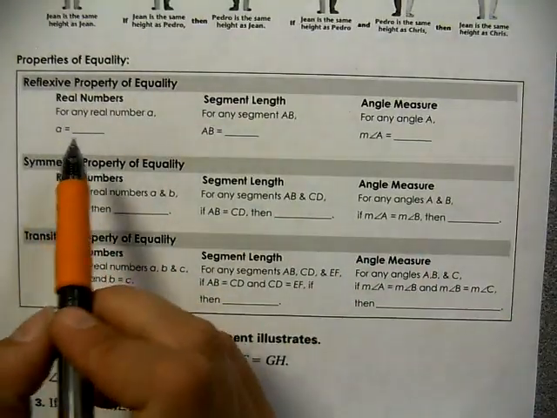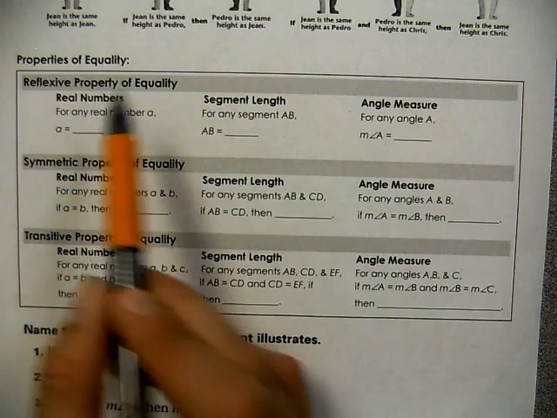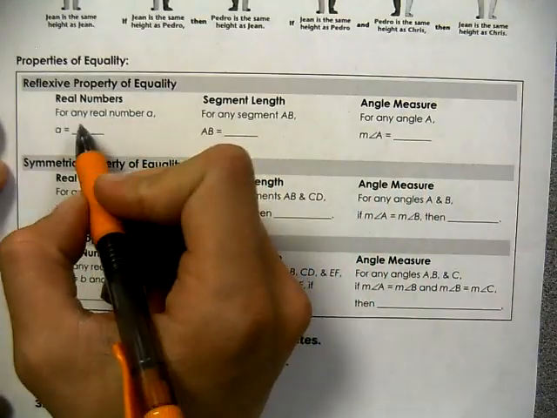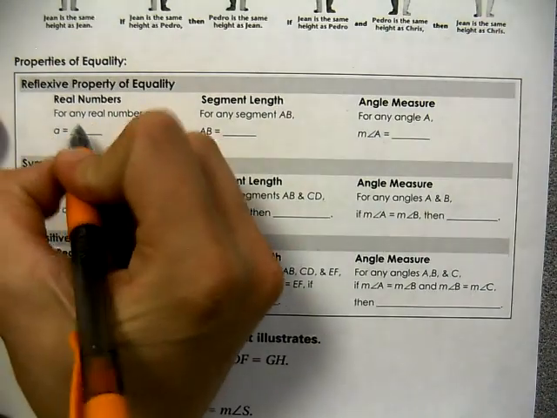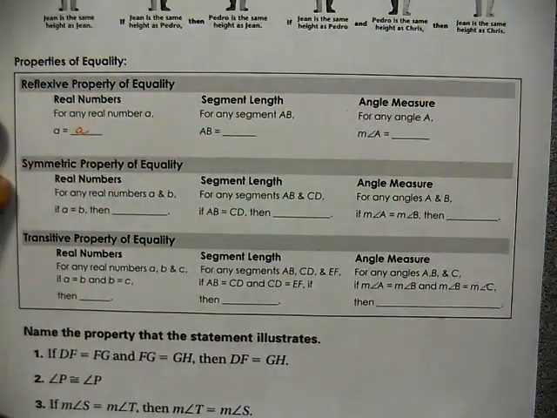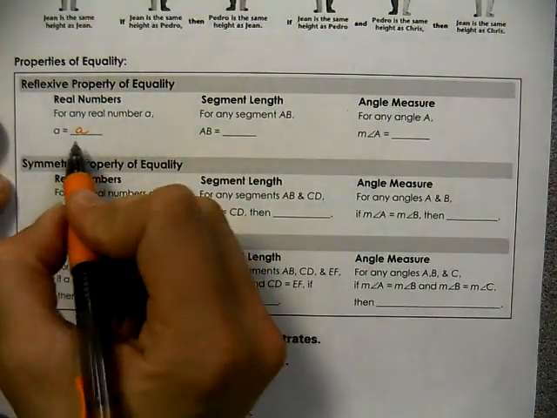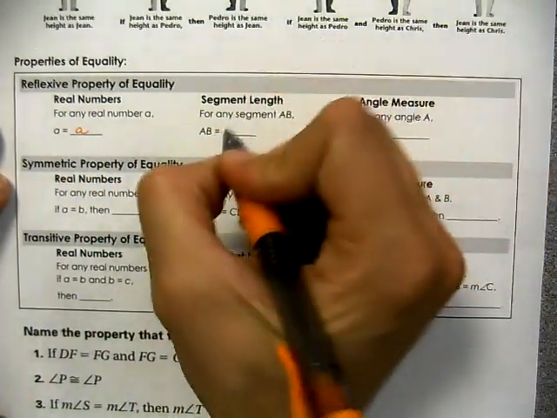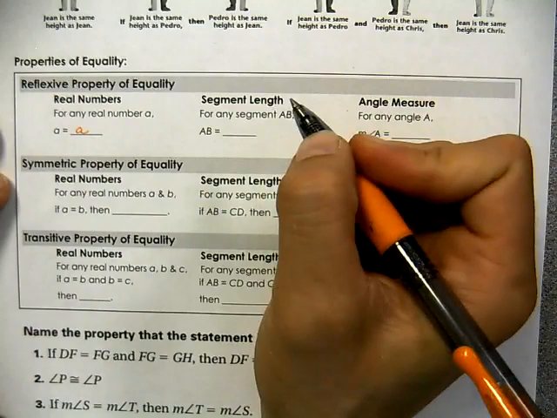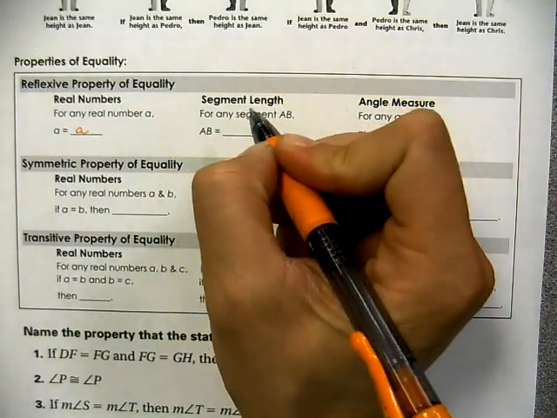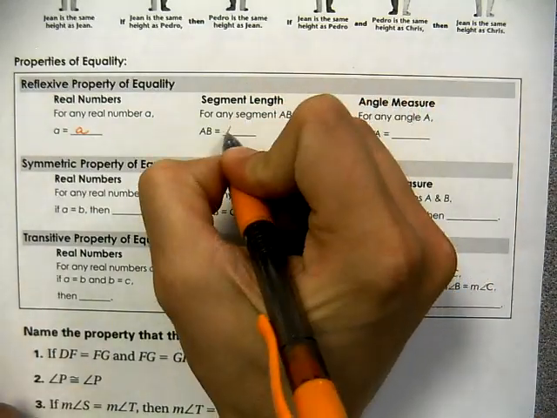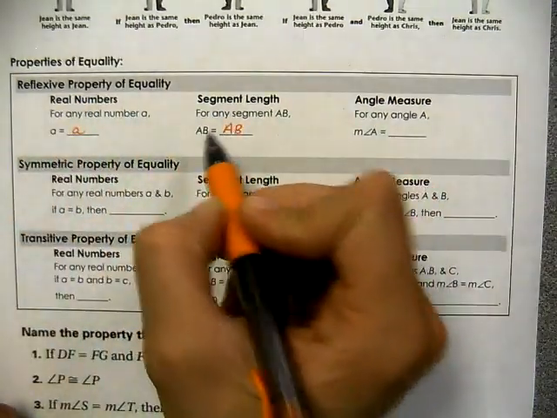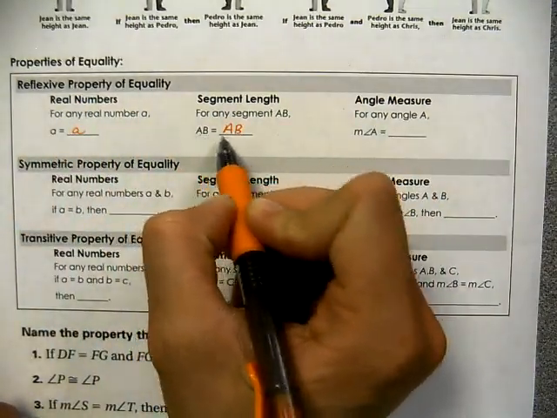We can talk about reflexive property of equality for numbers, segment lengths, and angle measures. So for real numbers, any number is equal to itself. 5 is equal to 5, 6 is equal to 6, negative 2.3 is equal to negative 2.3. For a segment length, the length of AB is equal to itself. Okay, reflexive property just says that length, that measure, is equal to itself.